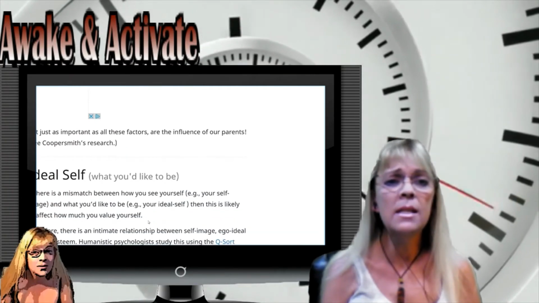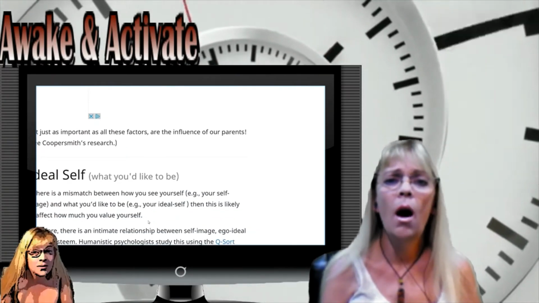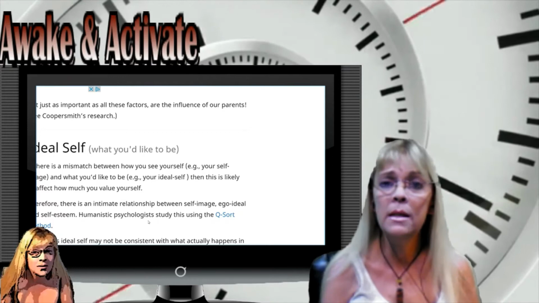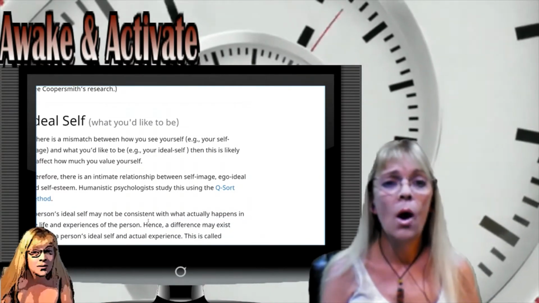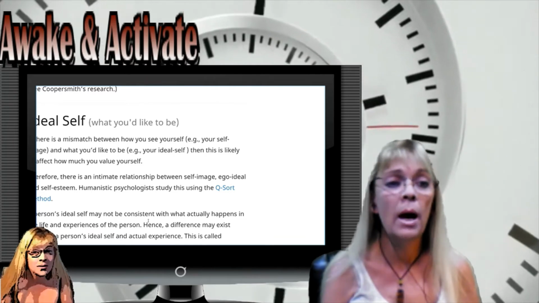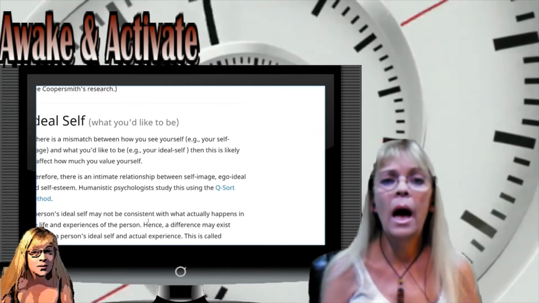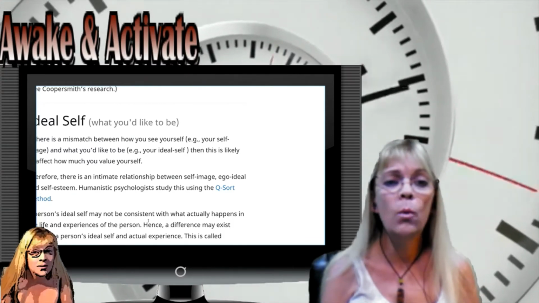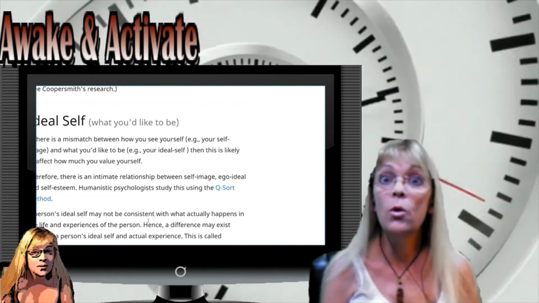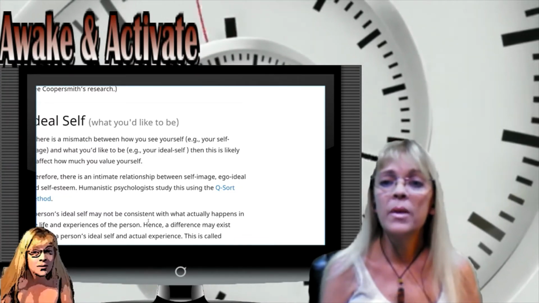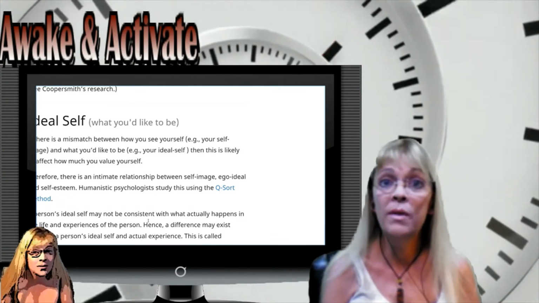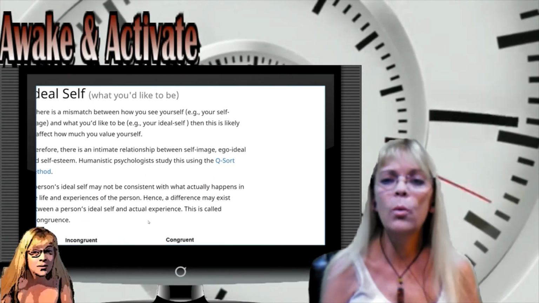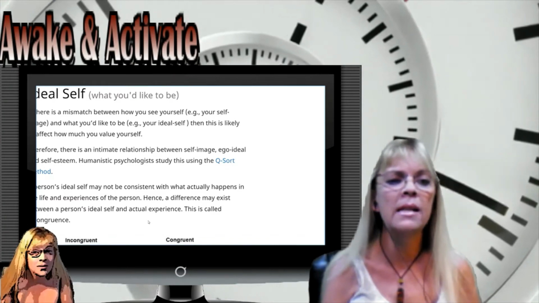Okay, but just as important as all these factors is the influence of our parents (see Coopersmith's research). The ideal self: what you'd like to be. If there is a mismatch between how you see yourself (e.g., your self-image) and what you'd like to be (e.g., your ideal self), then this is likely to affect how much you value yourself. Therefore, there is an intimate relationship between the self-image, the ego ideal and self-esteem.